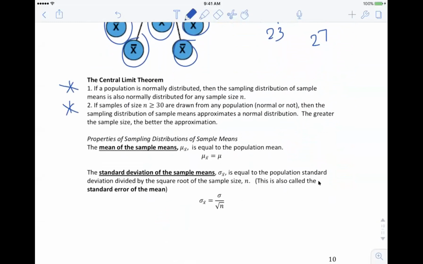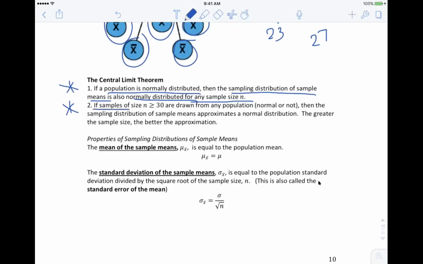So if the population is normally distributed, if you start with that nice bell-shaped distribution, then the sampling distribution of sample means is also normally distributed, and that's for any size. We did size 2 and saw that if you started with a bell-shaped, you got a bell-shaped when you did the experiment, okay? When we did something that was not normally distributed, we had to pump it up.